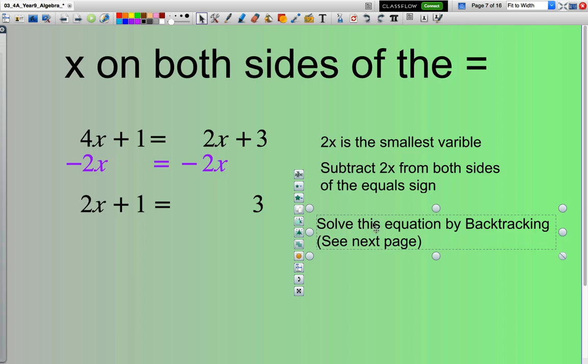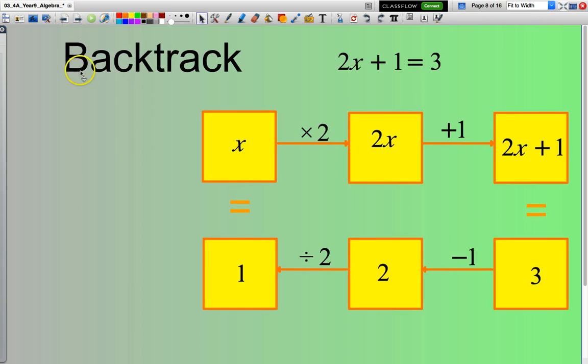So here I'll just go to the next page. So here is the 2x plus 1 equals 3. So I have a couple more presentations or videos on the backtracking, but essentially I take the x, multiply that by 2, which gives me 2x. Add 1, that gives me 2x plus 1, and I know that all equals 3. Then I just apply the inverse operations. I take away 1, which will give me 2. And then I divide by 2, which gives me 1.